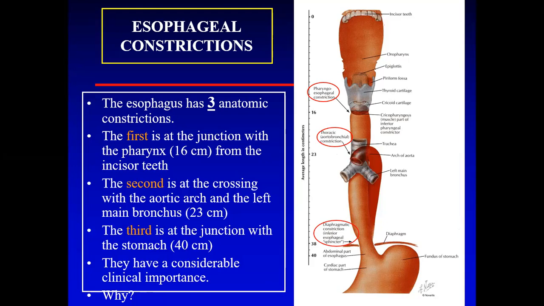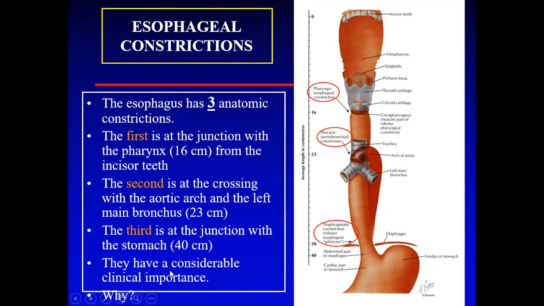This is almost 38 to 40 centimeters from the incisor tip. These are the three normal constrictions. So if you see a constriction at this level during a barium swallow, or if you are passing a tube and feel difficulty passing at this level, then this is because of the normal constriction. So these constrictions have clinical importance.